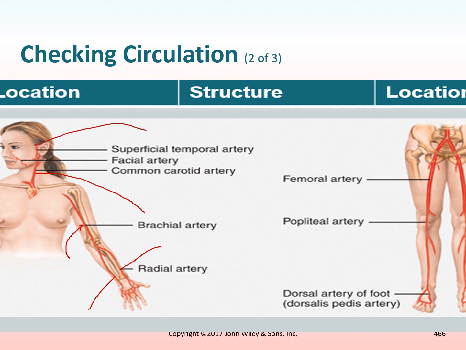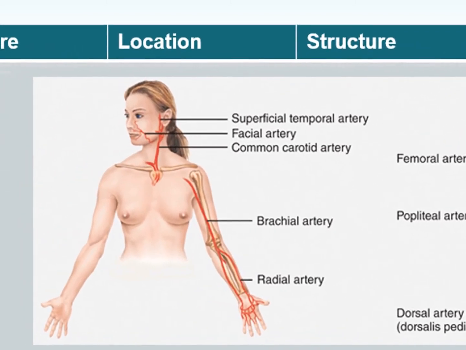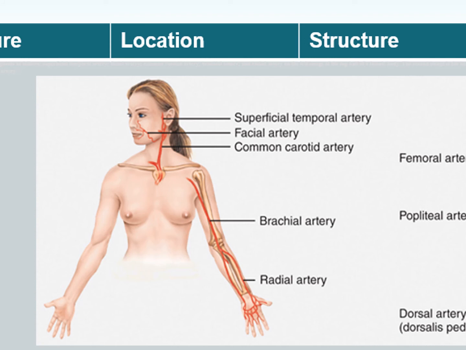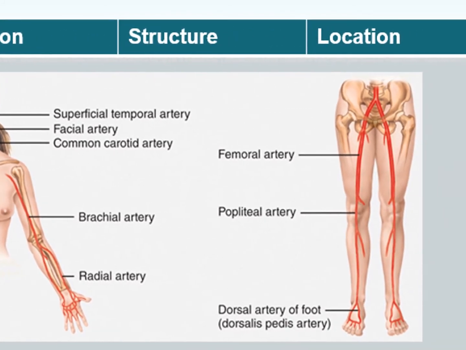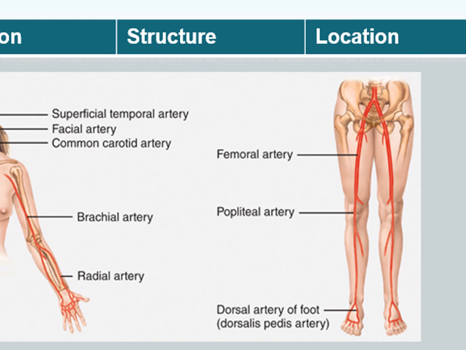The femoral artery is located halfway between the genitals and the anterior superior iliac spine. So it would be right about here. The illustration is a little bit off. The popliteal would be behind the knee. The dorsalis pedis would be just on top of the foot. And then there's another one right behind the medial malleolus. It's called the posterior tibial.